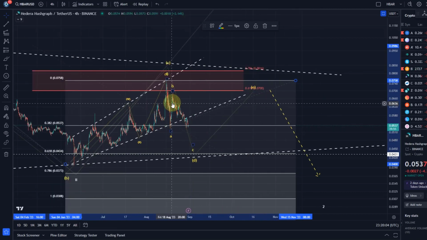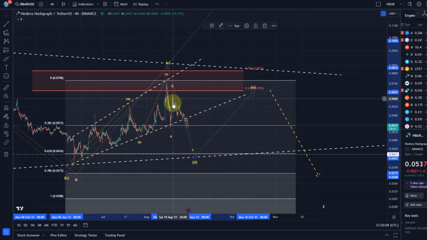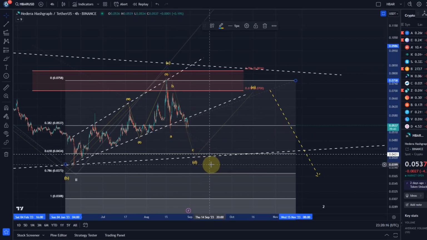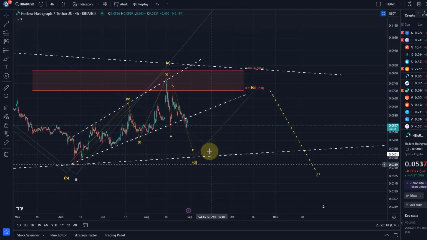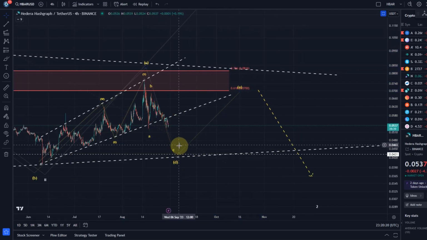The C wave of the triangle D wave seems to come down quite choppy, so it might be an ending diagonal. I can't really go any more micro than this. Not reliable, but this should give you a good view of where we're heading. My assumption is now that we should come down to one of these levels that I indicated.